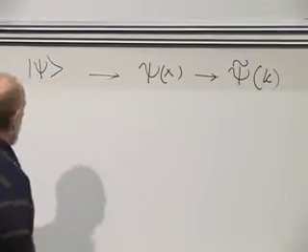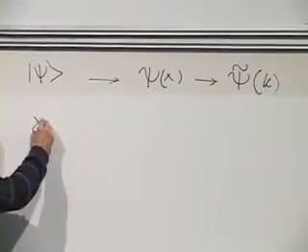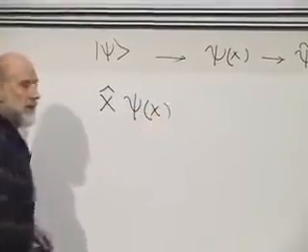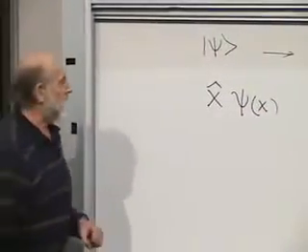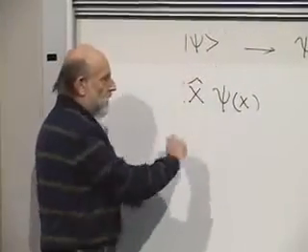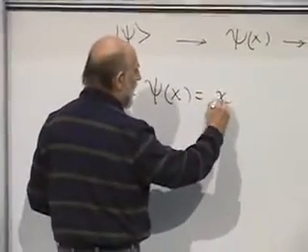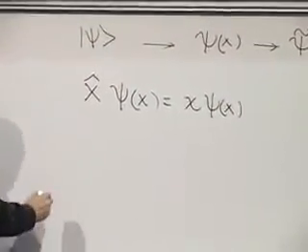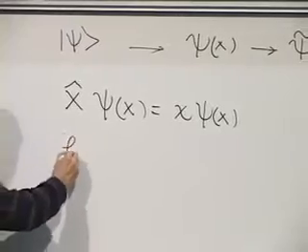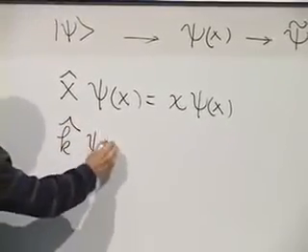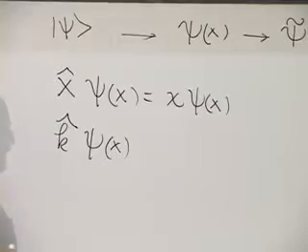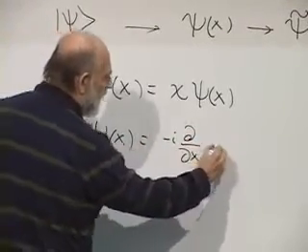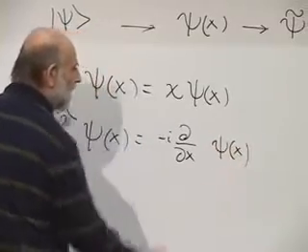Now, let me remind you, how does the position operator act on psi of x? What does it do? Multiplies by x. This is an operator now, it's not just coordinate x. It multiplies by x into psi of x. How about the momentum operator, k? Thought of as an operator, what does it do to psi of x? Minus i d by dx of psi of x.